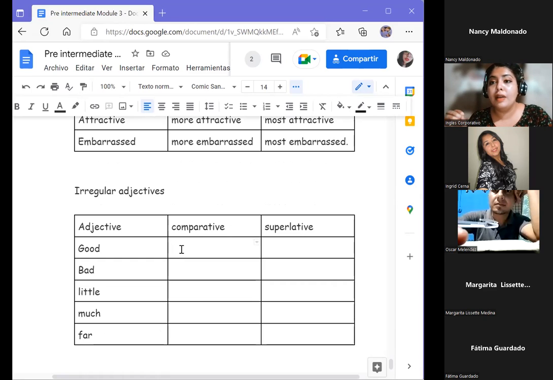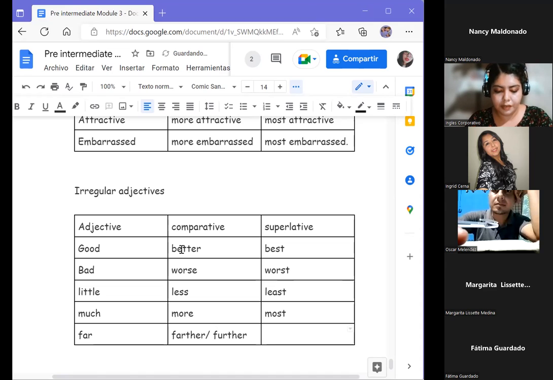In that case, we're going to say better. Better, and in superlative is best. Then we have bad, that in comparative is worse. And in superlative is worst. And a little: less, least. Much: more, most. And the last one, hard: farther or further, and it's the same for this one, we just change the ending.